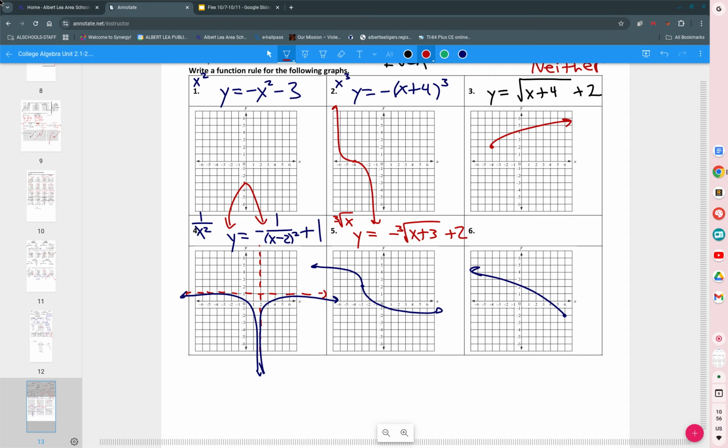6 is the toughest one. Not very many people got it right during first hour. Try number 6.